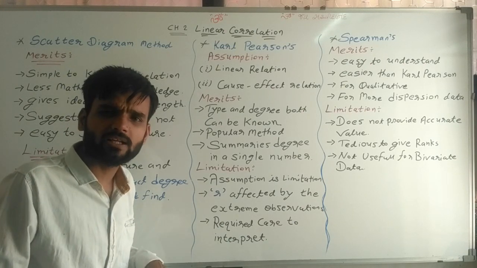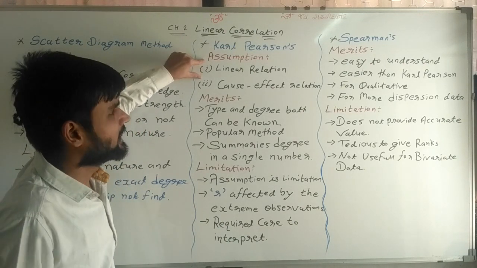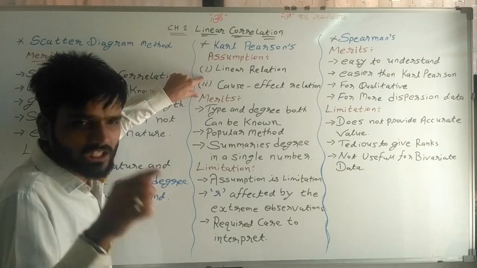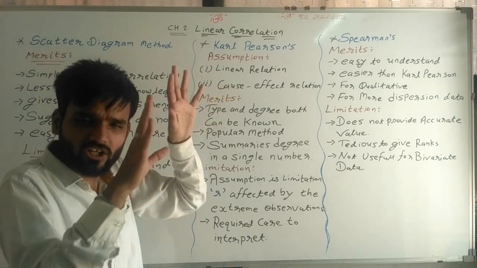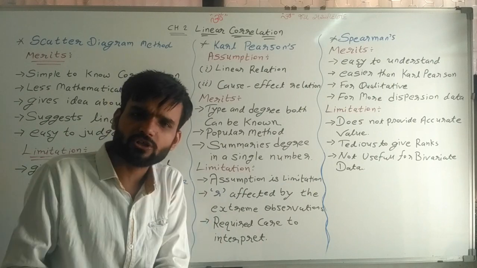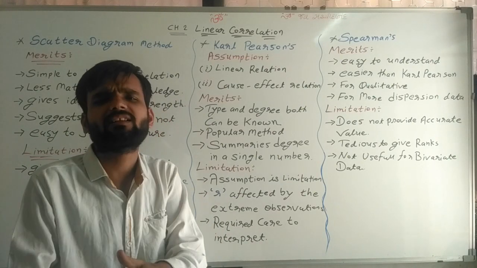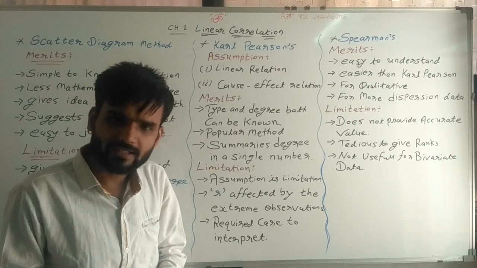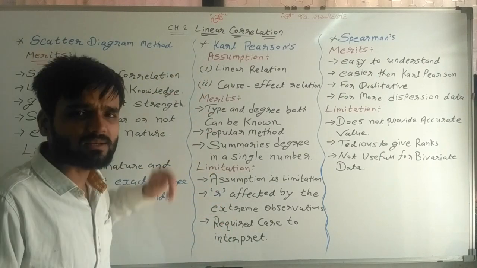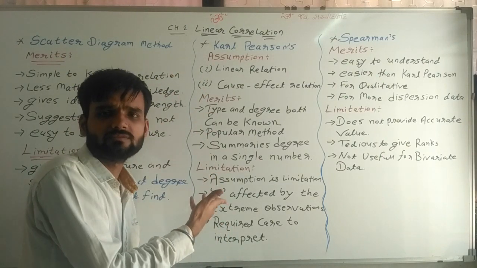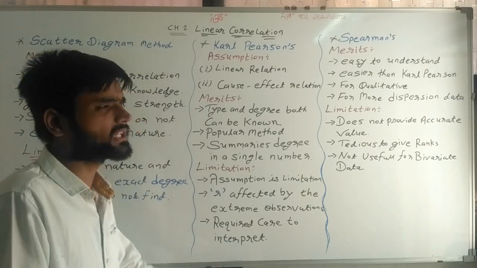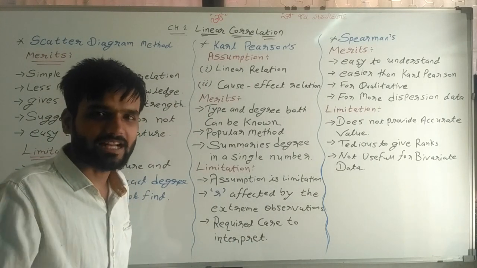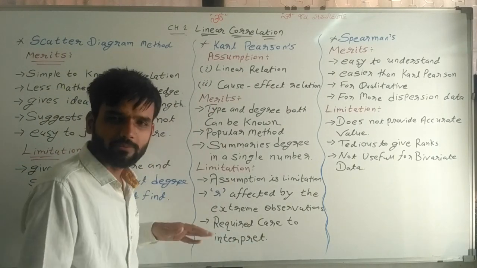Now which care is required? You have to think that a linear relation should be there, a cause and effect relation should be there, and if it is there, then the interpretation is right. Only that care is required. It is a basic assumption and it should be checked. It must be compulsory. That is why actually it is not a limitation.